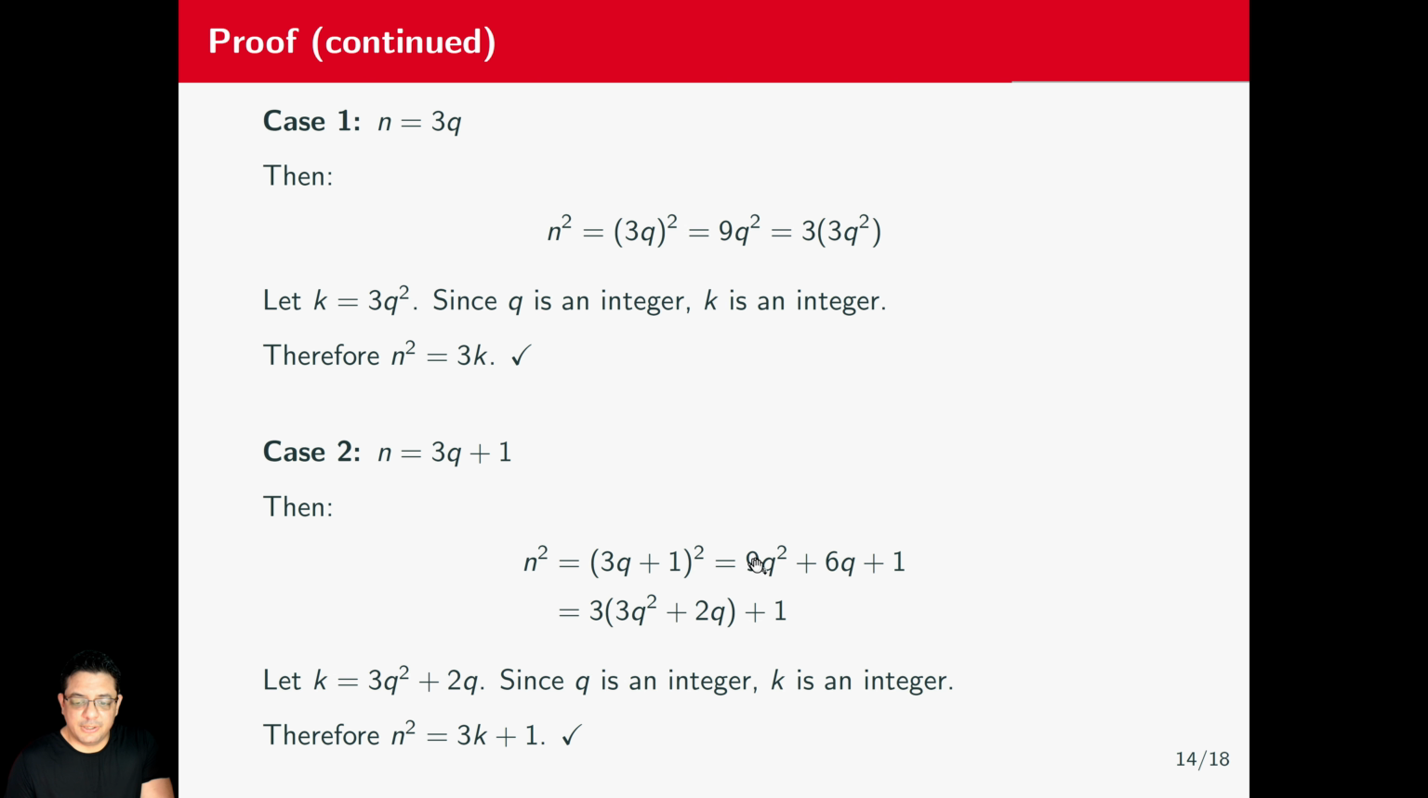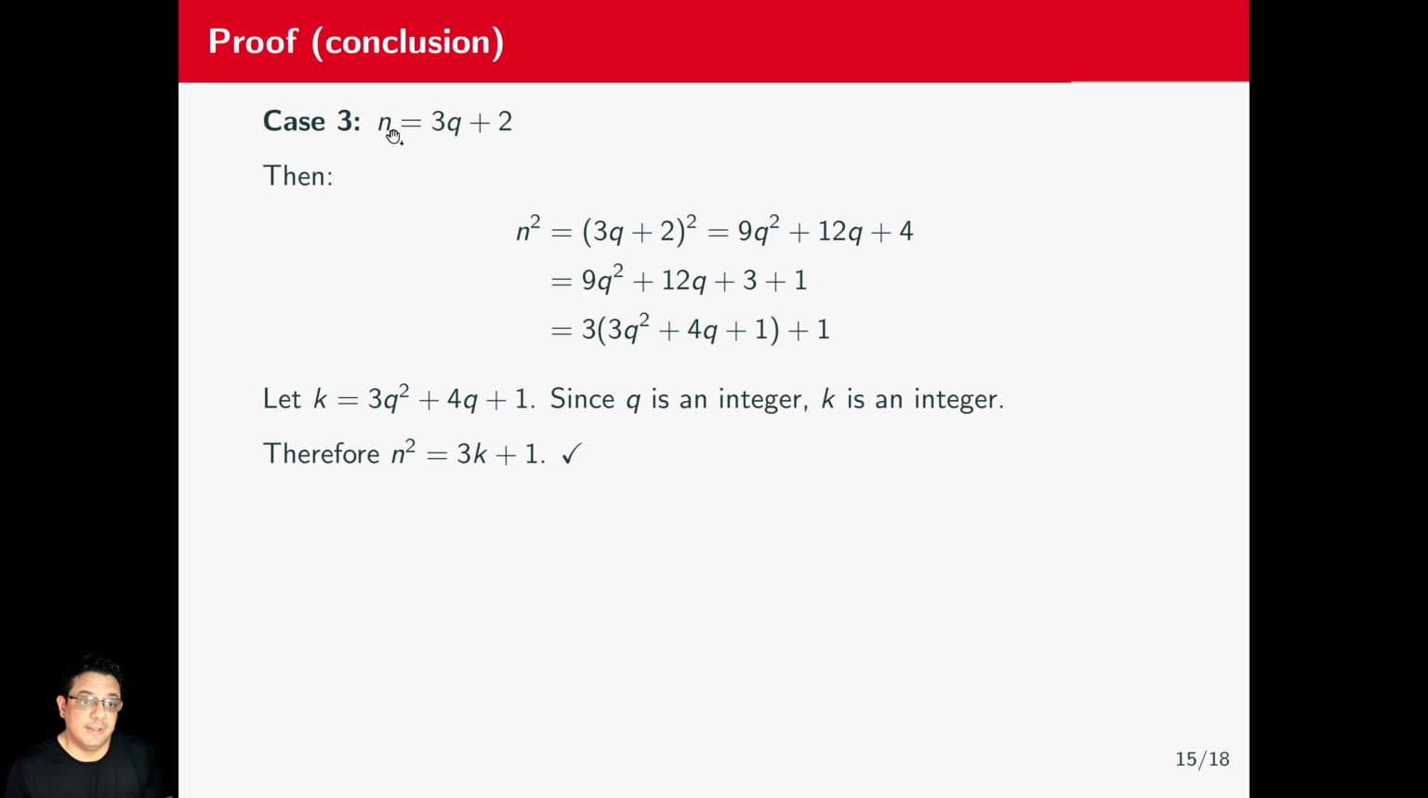And notice that from this part, I can factor a 3. So I can see this as 3 times this number, plus 1. I can make this k, and since that's going to be an integer, because q is an integer, we're going to have that n squared is of the shape 3k plus 1.